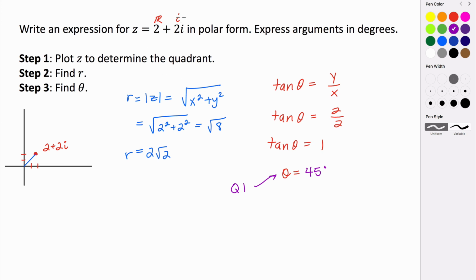So if we want to write this complex number in polar form, what is it going to look like? z equals r, which is 2 root 2, times the quantity, the cosine of theta, which is 45 degrees, plus i times the sine of theta, which is 45 degrees. And again, we're expressing it in degrees because that's what the direction said to do. So the polar form of the complex number is 2 root 2 times cosine of 45 degrees plus i times the sine of 45 degrees.